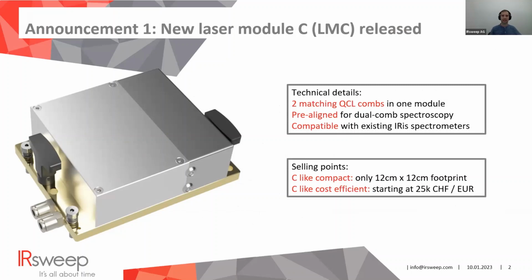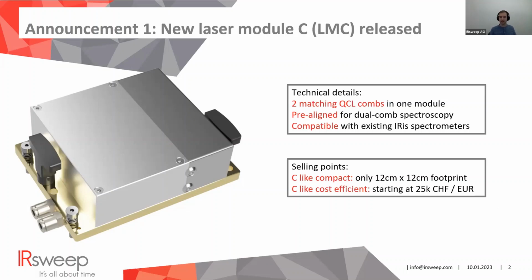We have released the laser module C. The laser module C is kind of a drop-in replacement for the existing laser module, the laser module A. So as the LMA, it contains two matching quantum cascade laser frequency combs in a module which are pre-aligned for Dualcomb spectroscopy, and it's compatible with all the existing IRIS spectrometers. Now, the main novelties stand in the C of it. C, like compact. It's hard to get from that picture here, but in fact, this module is only 12 by 12 centimeters in footprint, so it nicely fits into the palm of my hand, and therefore it also uses much less space in your lab.